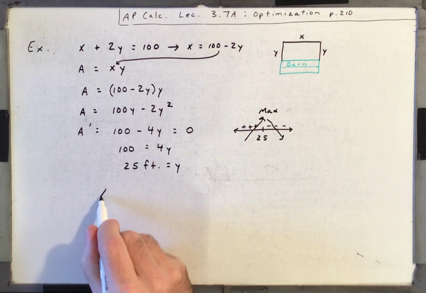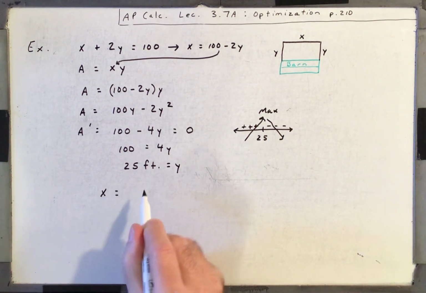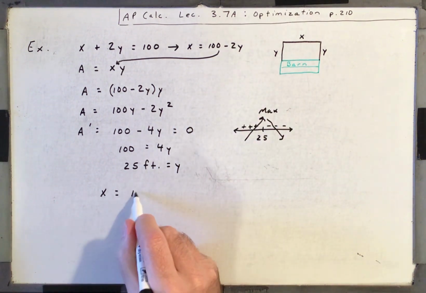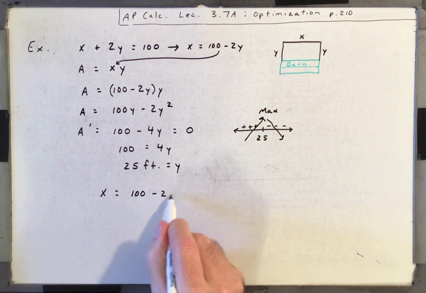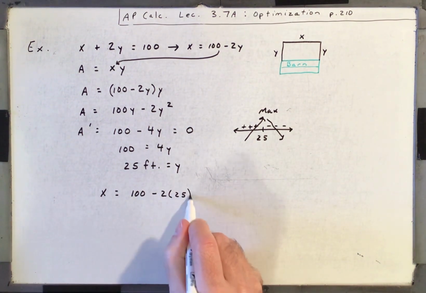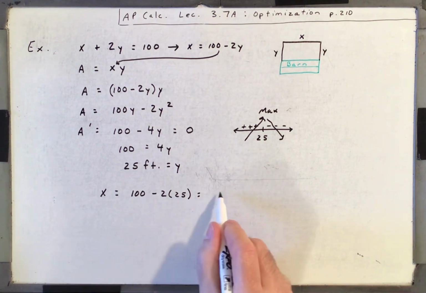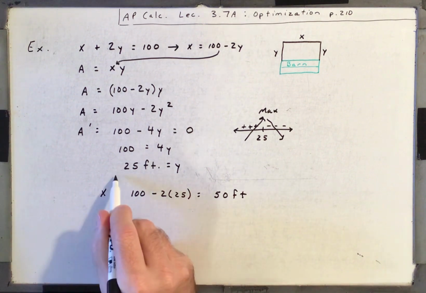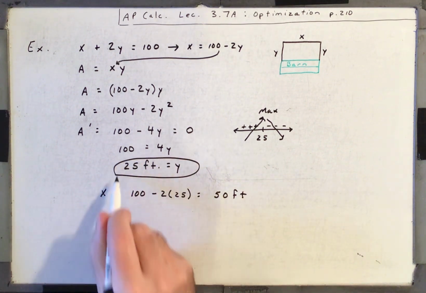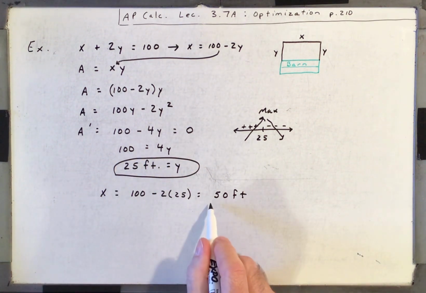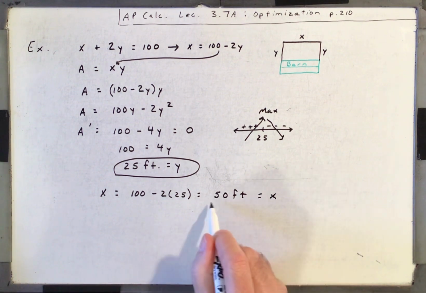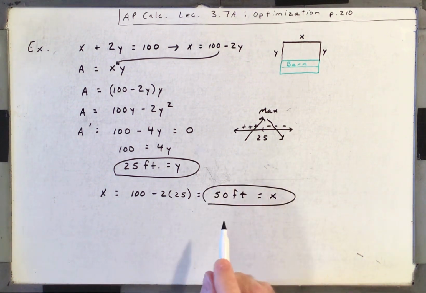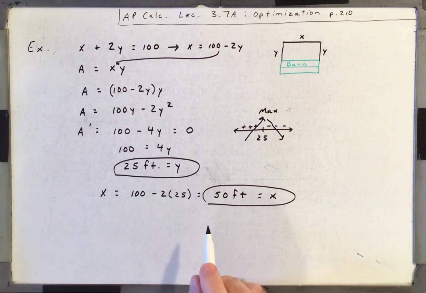So we can now find x because we have an equation, 100 minus 2y, so 100 minus 2 times 25. So that's 100 minus 50. So the x dimension is 50 feet. So our y dimension is 25 feet. Our x dimension is 50 feet. All right, so there you have it. Those two examples should be enough for you to do the homework.